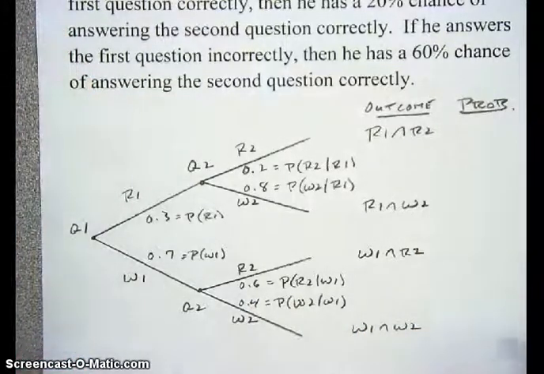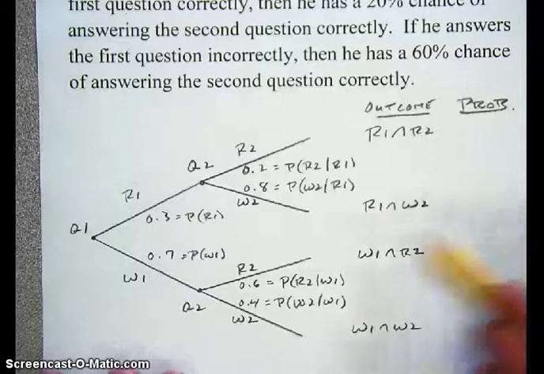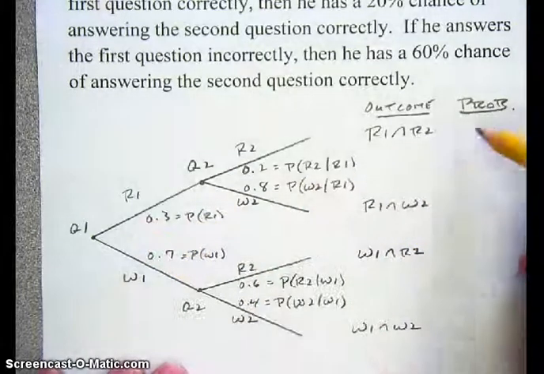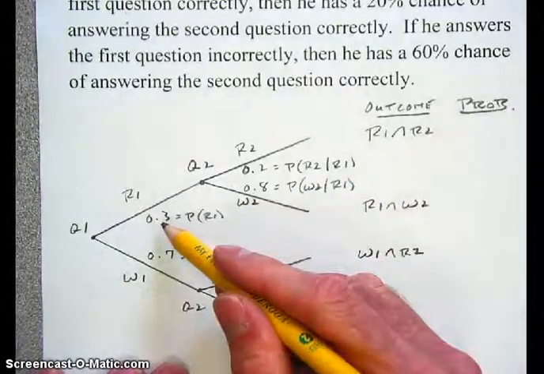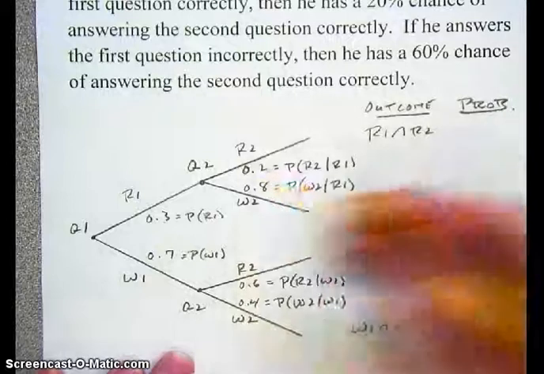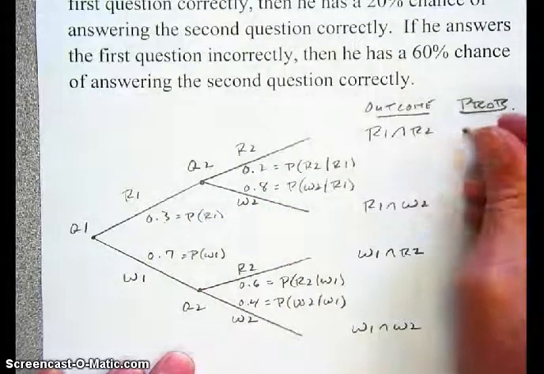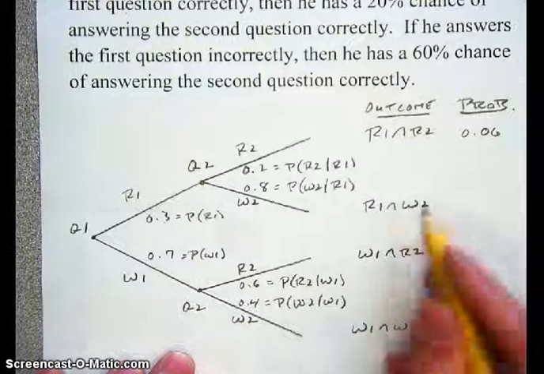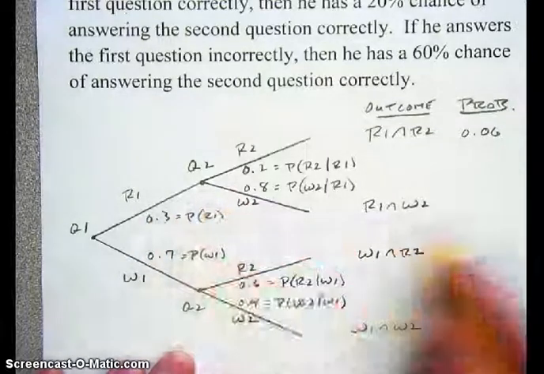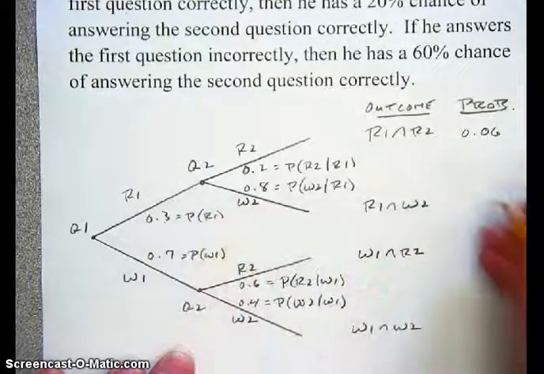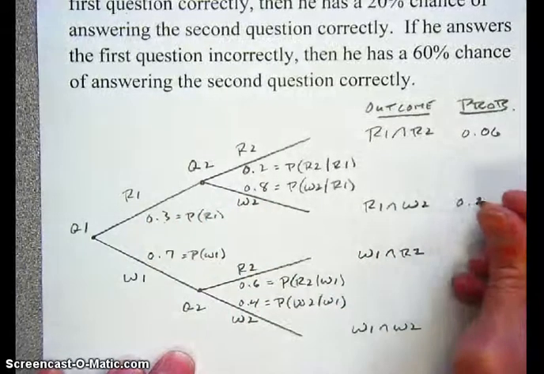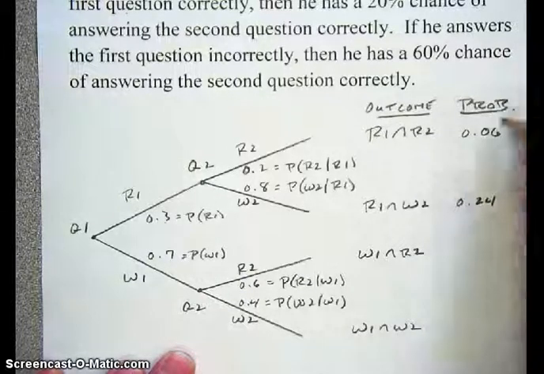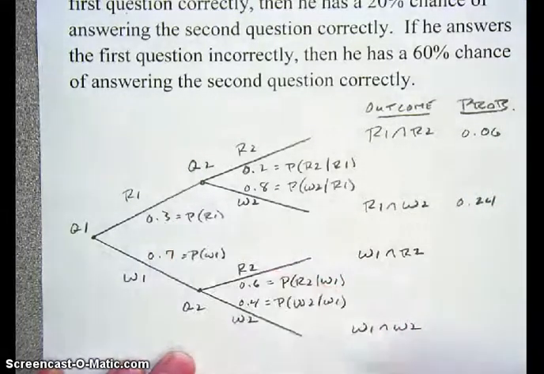And we can find the probabilities of these 4 outcomes by just multiplying along the branches. To find this probability, we multiply this number times that number. 0.3 times 0.2 is 0.06. To get this probability, this outcome, multiply along the branch. 0.3 times 0.8 is 0.24. Now you notice these two add up to 0.3, as they should.